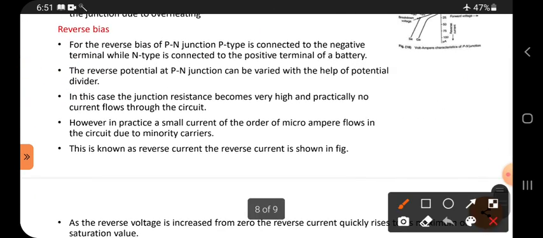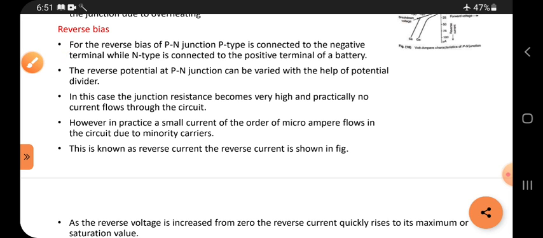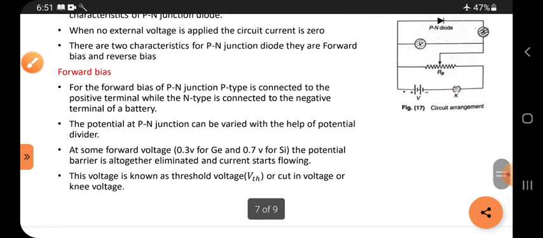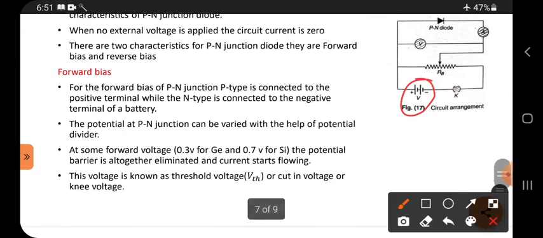Reverse bias. For reverse bias of a PN junction, the P type is connected to the negative terminal, while the N type is connected to the positive terminal of a battery. Yes, in reverse bias, a reverse connection will be implemented. The reverse potential at the PN junction can be varied with the help of a potential divider. Potential divider means, just now I told you, it is the one by which the applied voltage is varied.